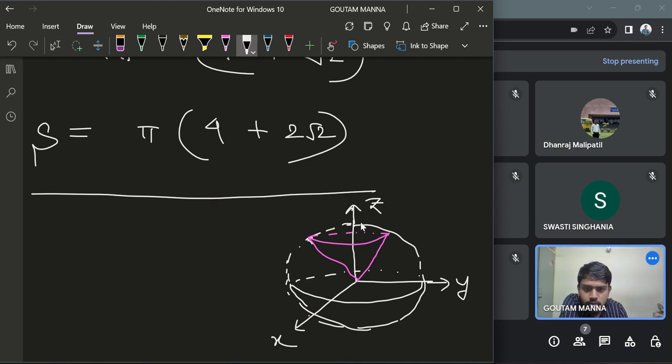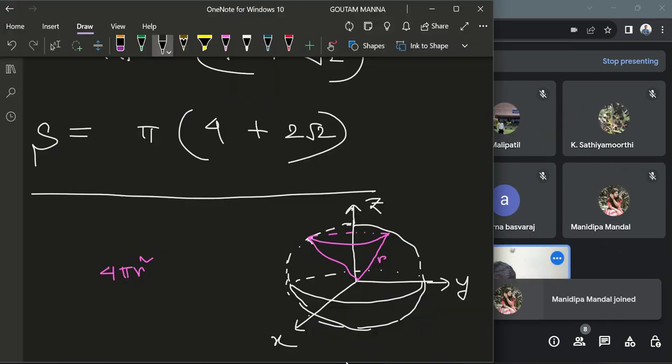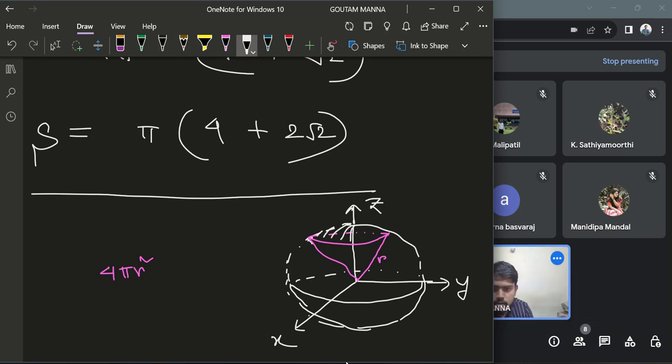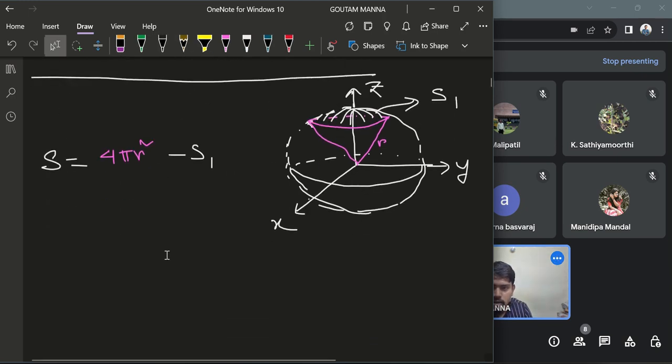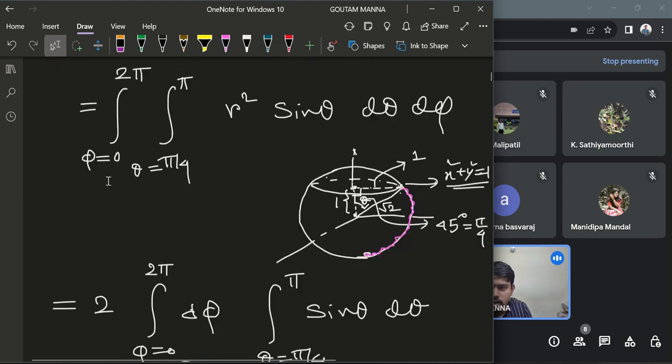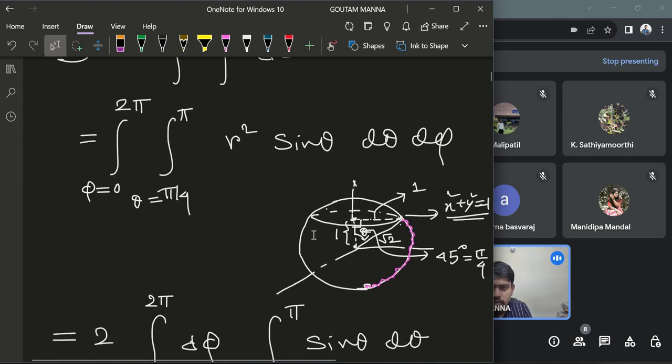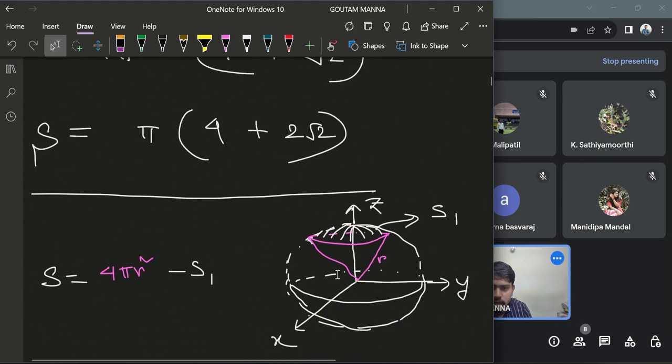So how can we do that? If the radius of the sphere is r, the total area of the sphere will be 4 pi r square. Now if one finds out the area of this part, let me call it S1, you can just subtract this from the total area and get the area of this lower part. And how to do that? There is always this way available: if you integrate from theta equals 0 to pi by 4 and keep the rest, then you will get the area of this upper part.